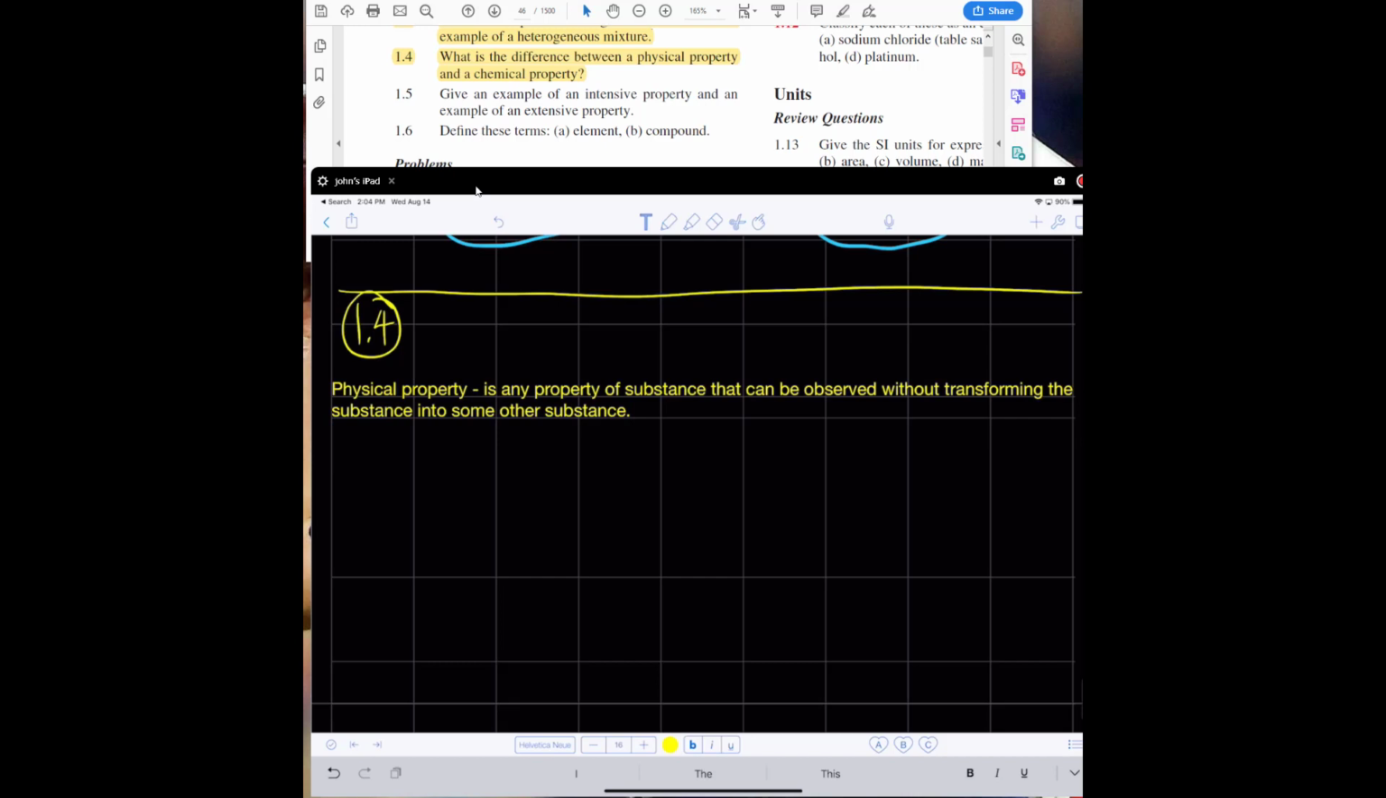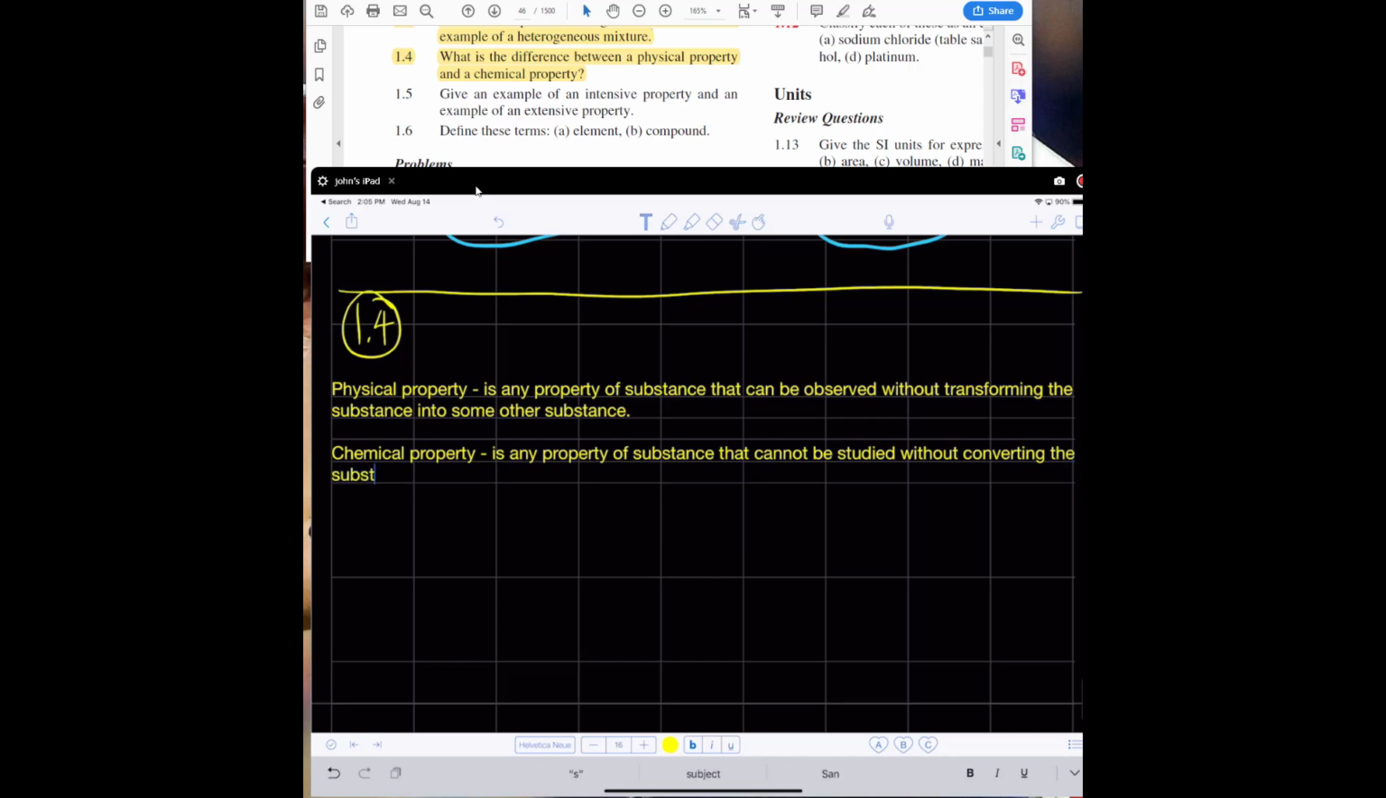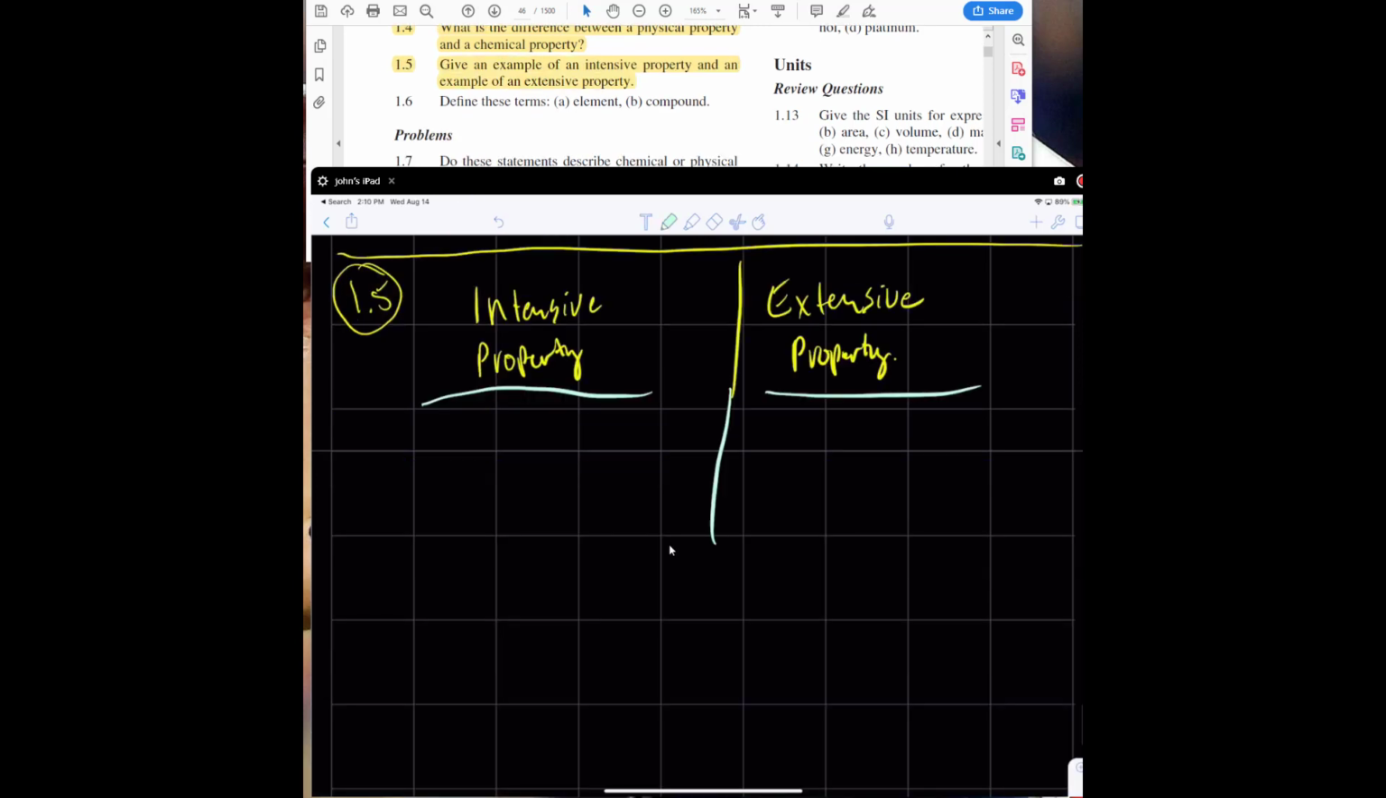Whereas a chemical property is any property of a substance that cannot be studied without converting the substance into some other substance. Does that make sense? We'll get into some examples very soon.